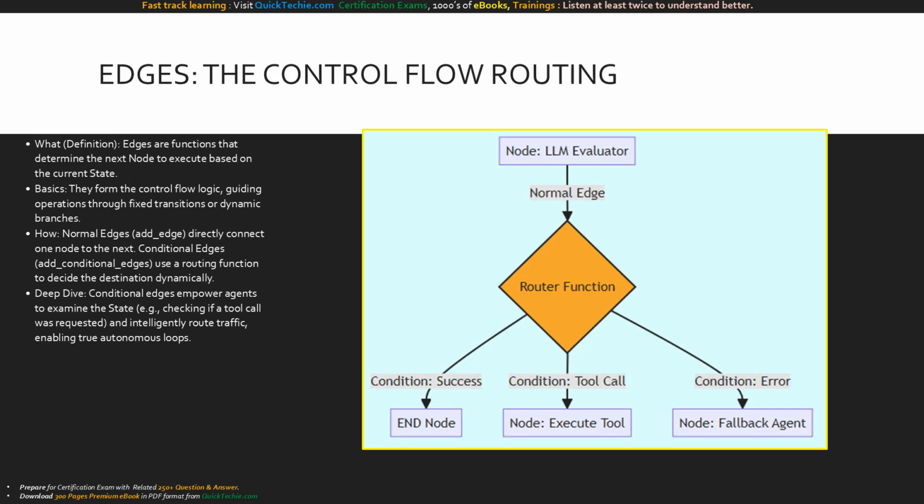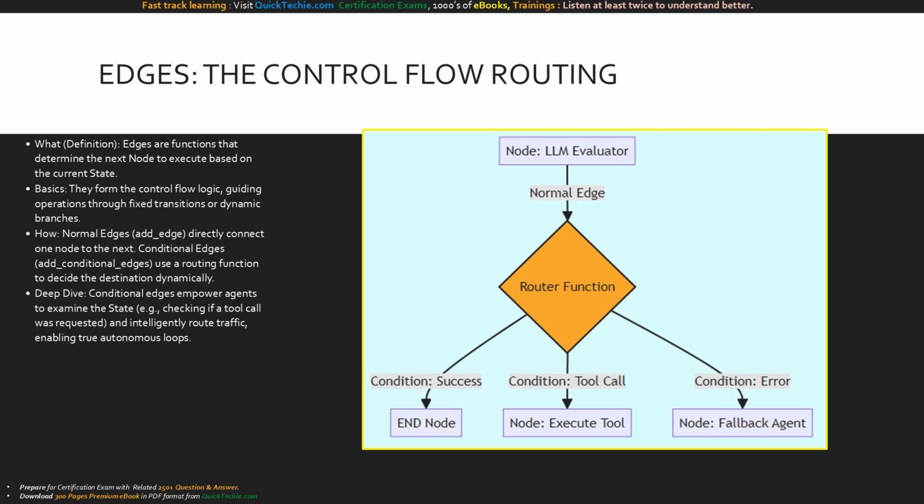Now we need a manager to direct traffic. This is the role of edges. Edges determine the next node to execute based on the current state. They guide the flow of operations. You can use normal edges for fixed transitions, meaning node A will always go to node B. However, the true magic lies in conditional edges. A conditional edge uses a custom Python function to examine the state and decide where to go next dynamically. For instance, it can check if the LLM outputted an error. If yes, it routes to a correction node. If no, it routes to the end node. This dynamic routing is what transforms a static script into an intelligent, decision-making agent.